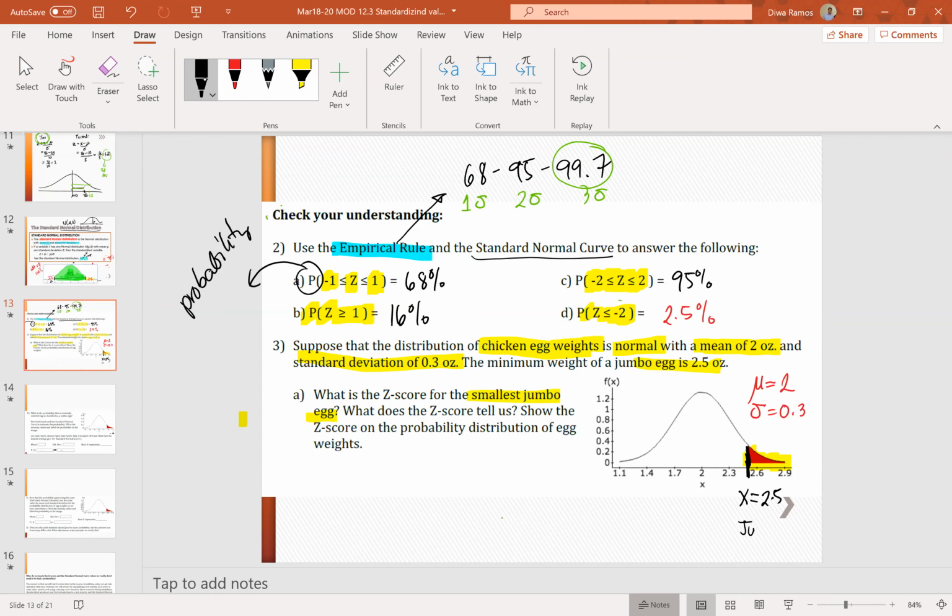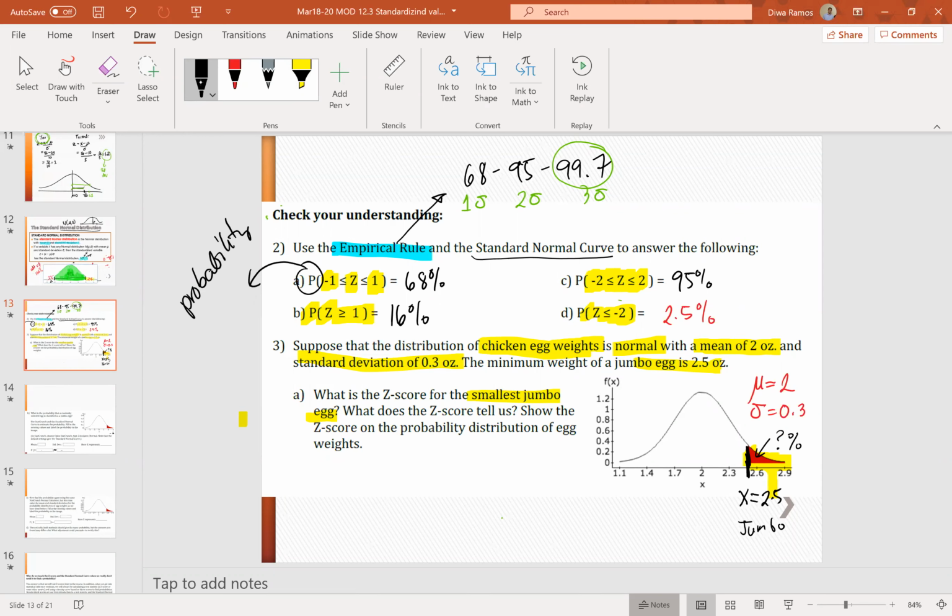It's a big egg. Because most of the eggs, the typical eggs, will have weights between 1.7 and 2.3, about 68%. That's the typical range of values. So we could say that a typical egg will weigh between 1.7 and 2.3. But we're not interested in typical weights. We're interested in jumbo. So how do we know what will be the percentage of all the jumbo eggs?